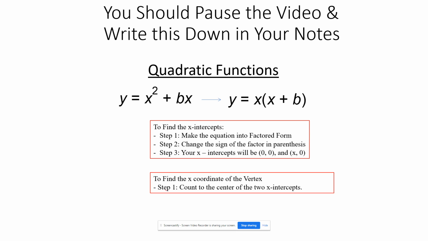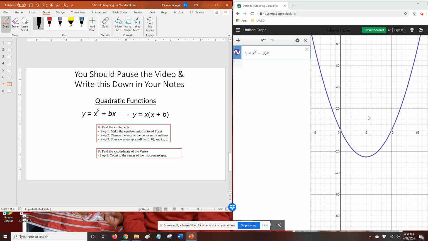All right, so let me go ahead and just show that one more time on the graph. So if you have x squared minus 10x, for example, the x-intercepts would be 0 and positive 10 because you always do the opposite sign, positive 10. And to find the vertex, you have to basically count to the middle. And the middle in this case would be 5.